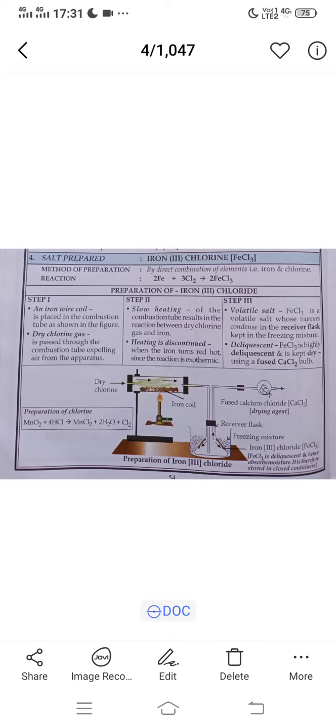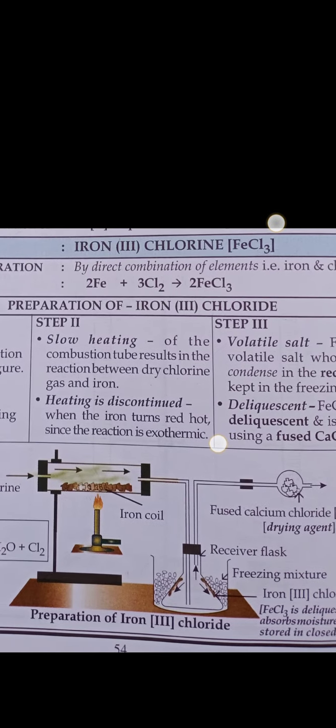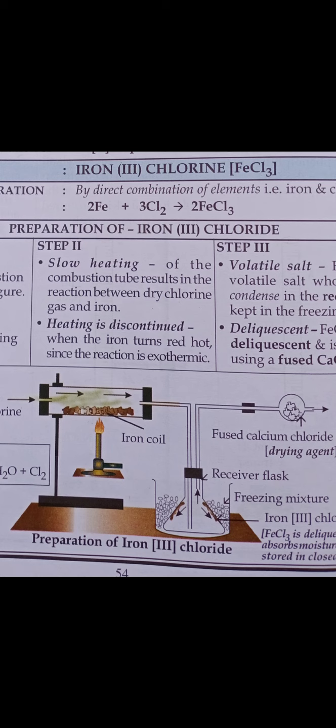Hello dear students, we are going to see the fourth type of salt which we have to prepare experimentally, that is iron 3 chloride, FeCl3. The method of preparation is direct combination of the elements iron and chlorine. So 2Fe plus 3Cl2 will give you 2FeCl3.